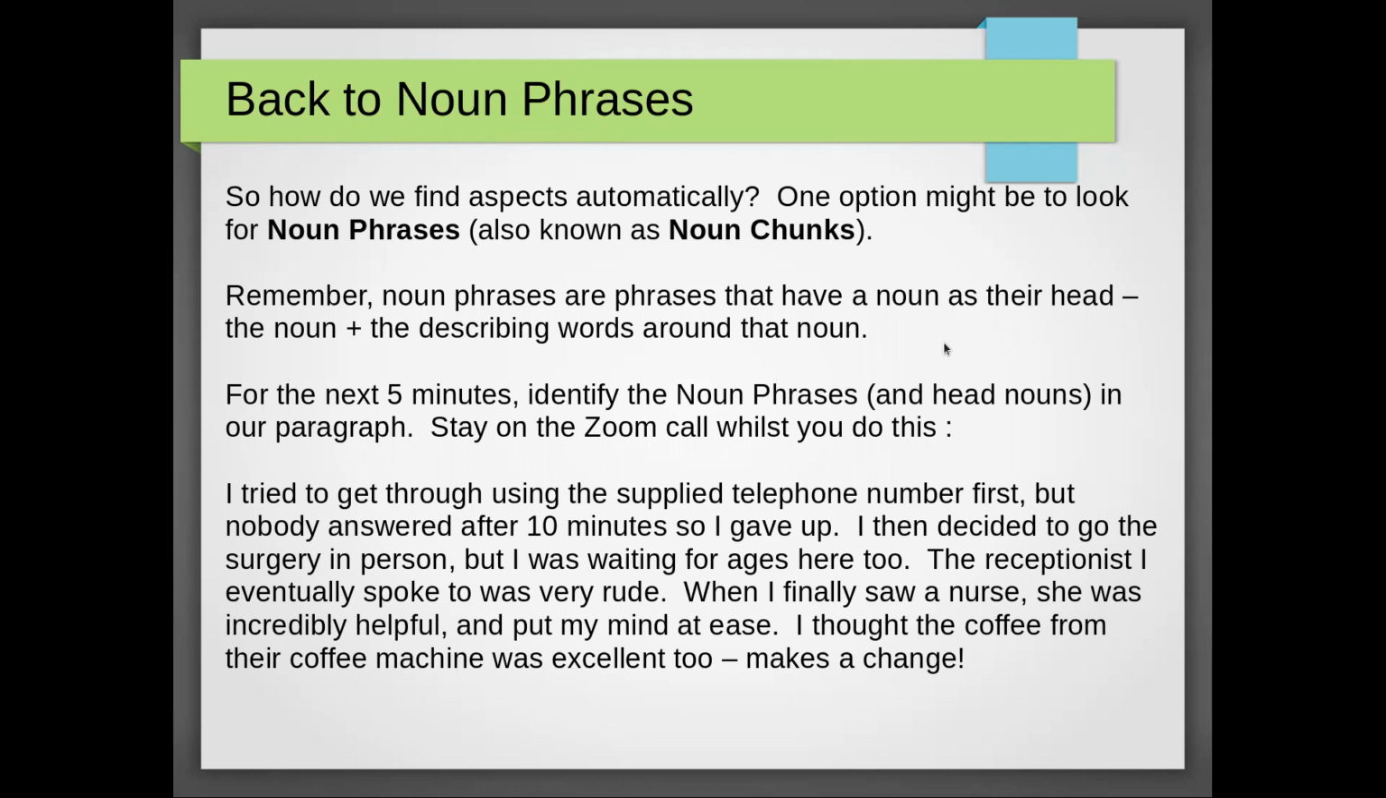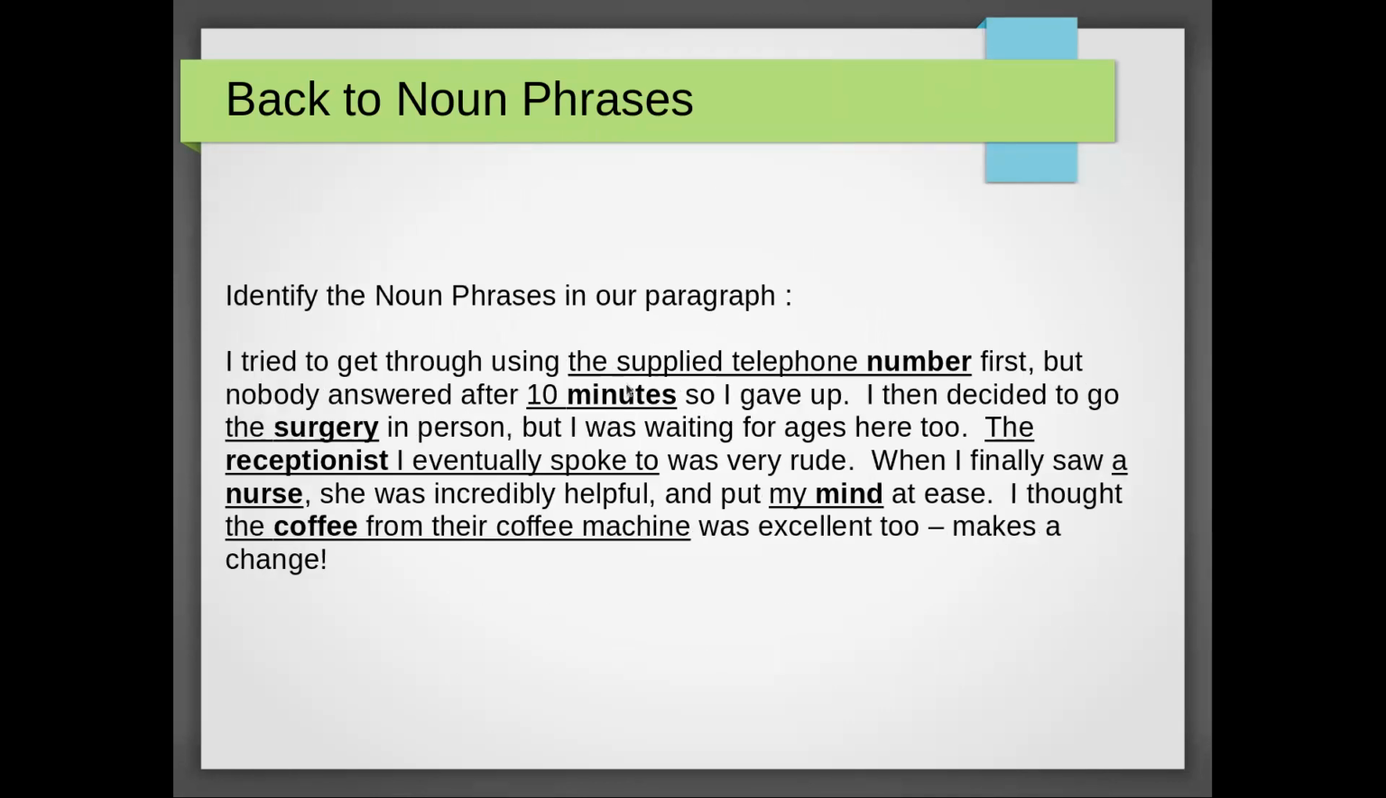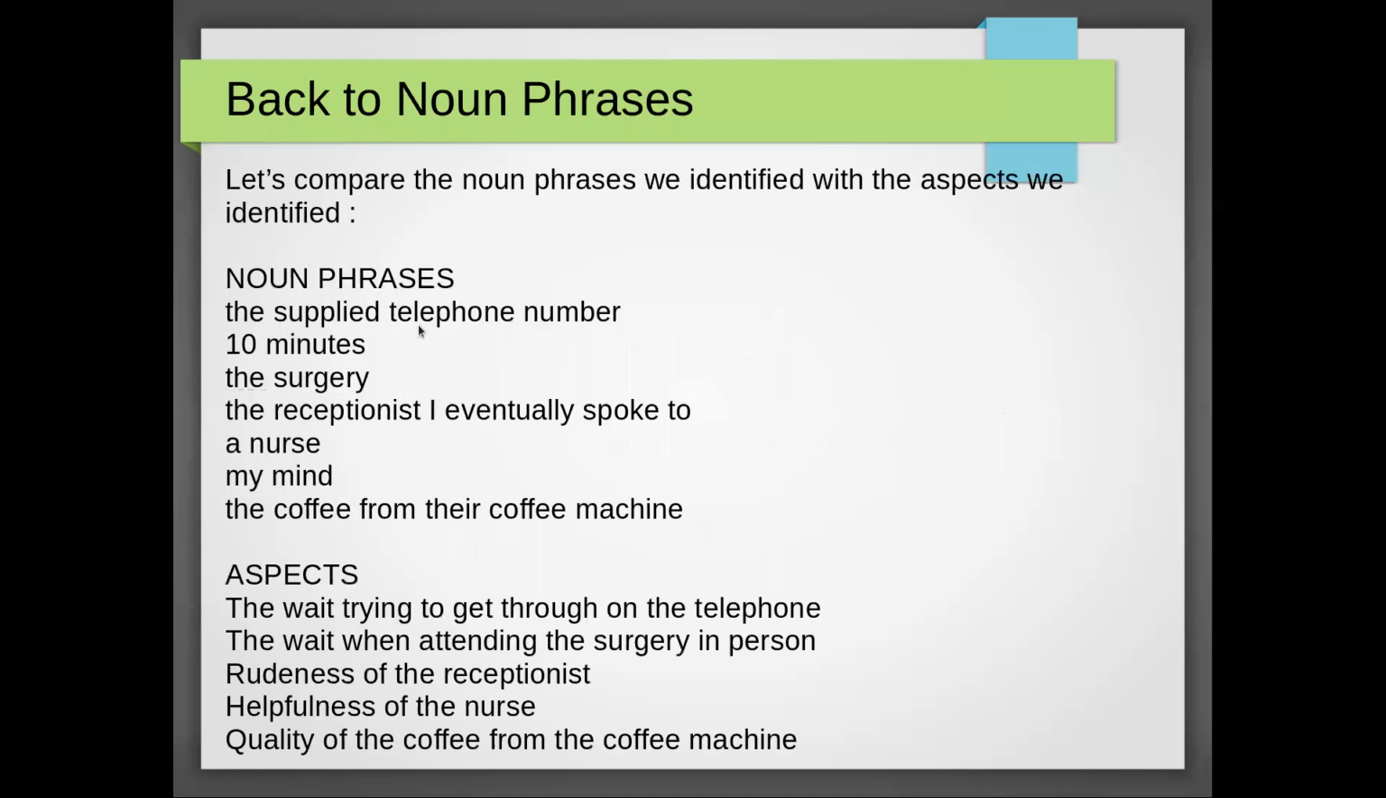I'm not going to get you to do this, but if we look at this example review we've got, and try to identify what the noun phrases were, here are the noun phrases. So we've got the supplied telephone number, 10 minutes, the surgery, the receptionist I eventually spoke to, a nurse, my mind, and the coffee from their coffee machine. So actually, if we compare those noun phrases that we identify to the various different aspects, there's not a bad match between these various different aspects. So by identifying noun phrases, that might give us a clue about some of the different things that people are talking about.